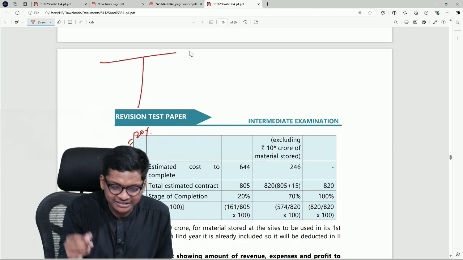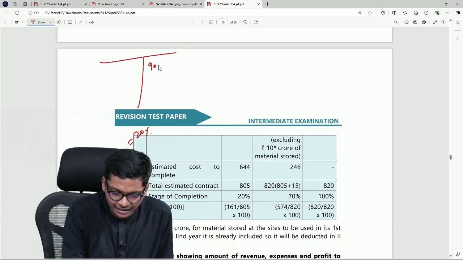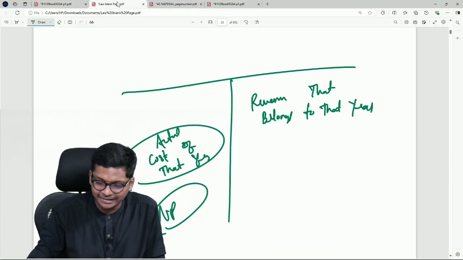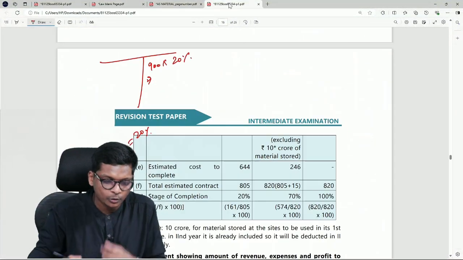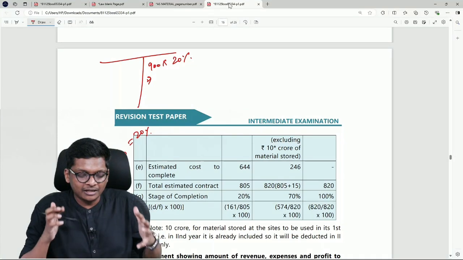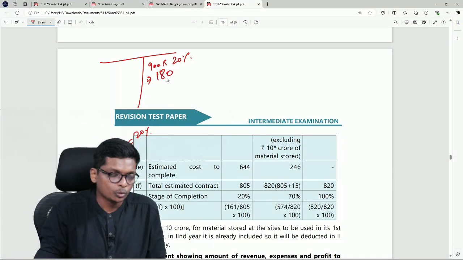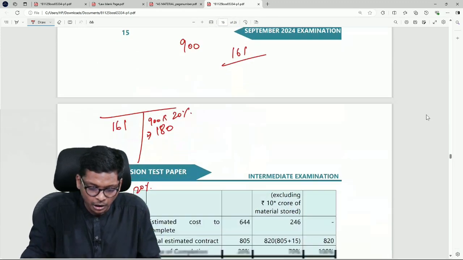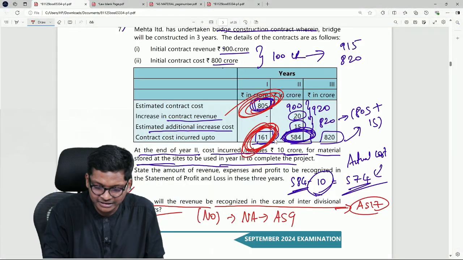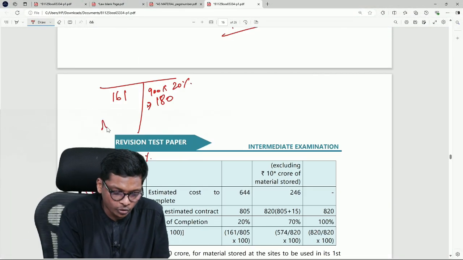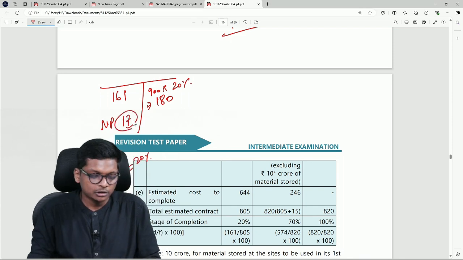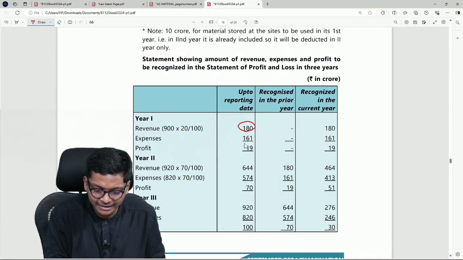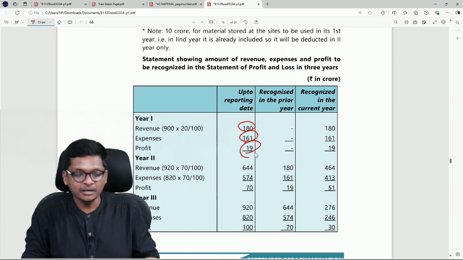That means when I prepare the first year P&L, follow guys, 900 into 20% will be my revenue of year 1. I am replicating this example what I did here with difference in numbers. So out of overall revenue, 20% I will recognize here, which is 180, out of which cost is 161 in the first year. How, sir, 161? Question has given first year cost is 161. Therefore, my net profit is 19 for the first year. Come down 180, 161, 19. That is the profit for the first year.